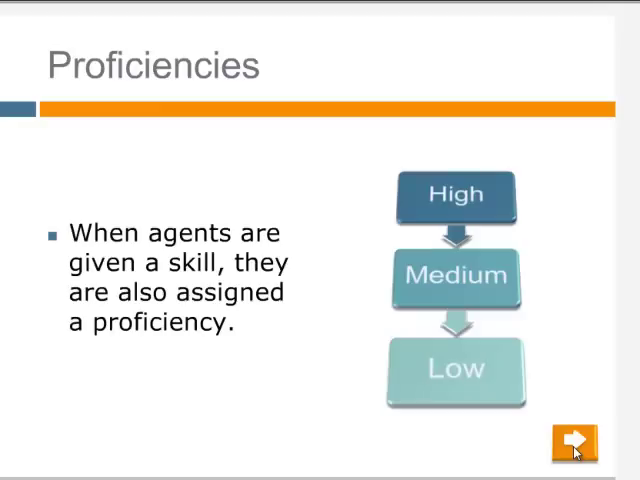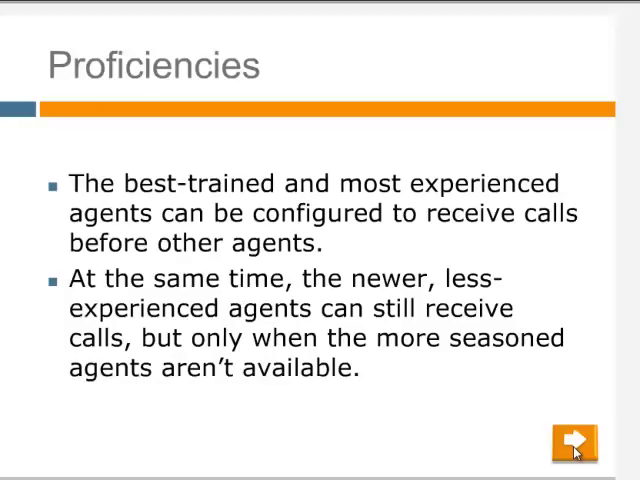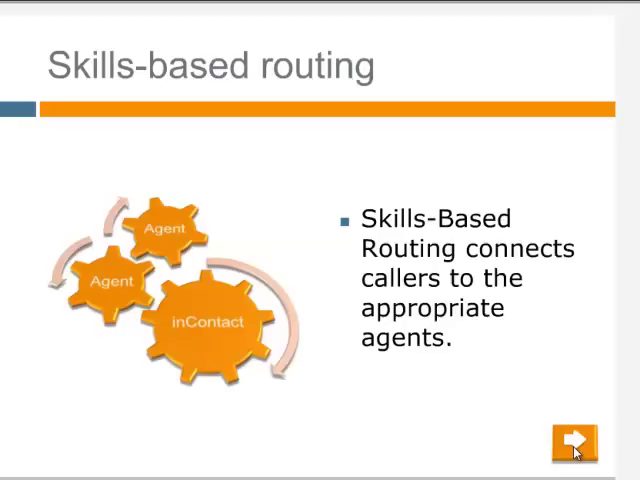When agents are given a skill, they are also assigned a proficiency from high, medium to low. The best trained agents and most experienced agents can be configured to receive calls before other agents. At the same time, the newer, less experienced agents can still receive calls, but only when the more seasoned agents aren't available. Skills-based routing connects callers to the appropriate agents.